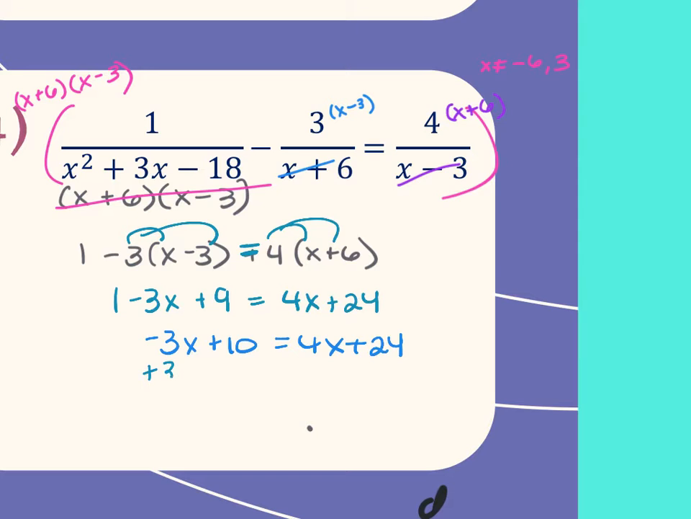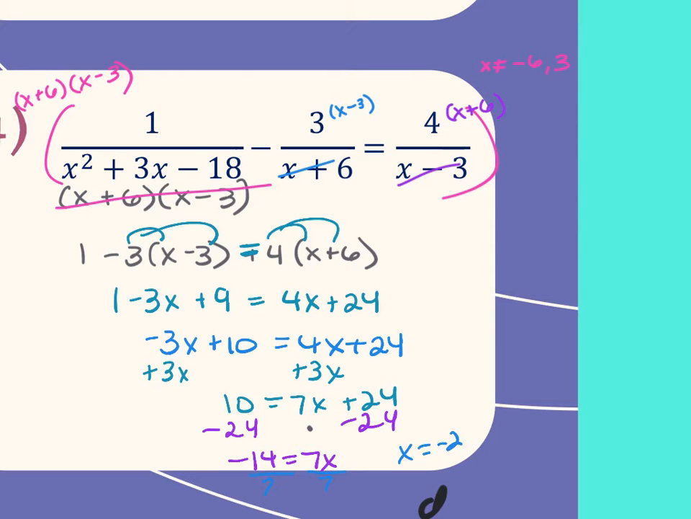Okay, I can add the 3x. I can subtract the 24. Divide by 7, and I get x equals -2. This was not one of my restrictions, which means I get to keep that answer, and my solution is x equals -2.